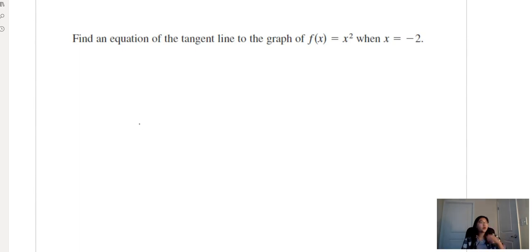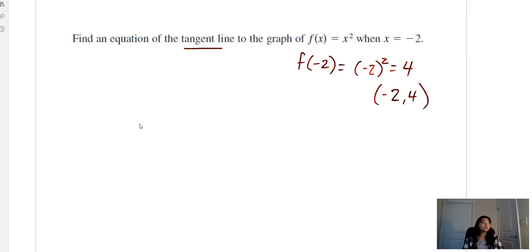So how do we find the equation of a line tangent to the graph of f of x equals x squared when x equals negative 2? Well, we need to figure this out using our derivative, right? Because that gives us the slope of our tangent line. But then we also need to find that point. So we can do that as well. So f of negative 2 is negative 2 squared, and that's 4. So we have a point negative 2, 4. That's going to be part of our line.